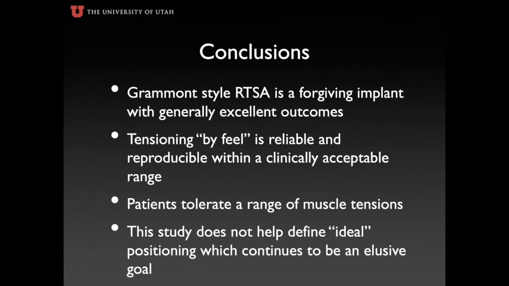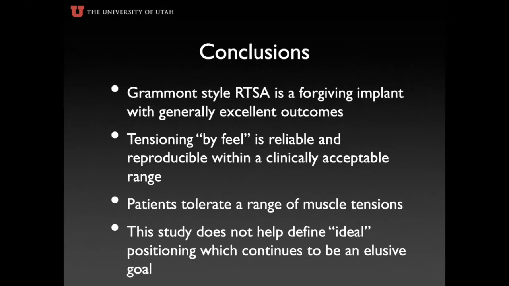So some conclusions. Our hypothesis was not found to be accurate. While the Grammont-style reverse is a forgiving implant with generally excellent outcomes, we did not find a relationship when we contextualize the component positioning for the patient's height. All of these surgeries were tensioned essentially by feeling the shock, feeling the tension on the muscles clinically in the operating room. And this study suggests that this is reliable and can reproducibly produce a clinically acceptable range of muscle change for the patients.